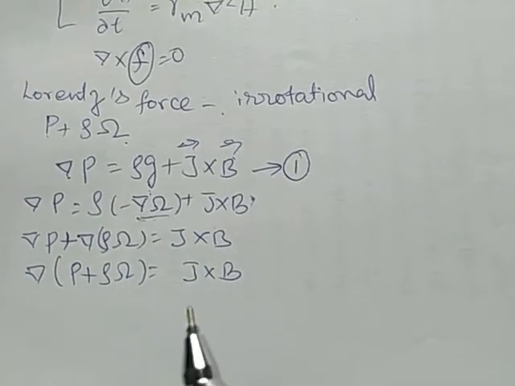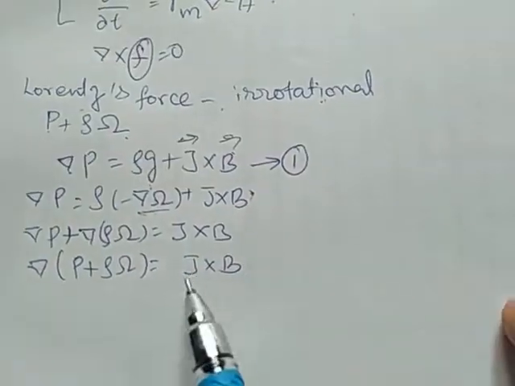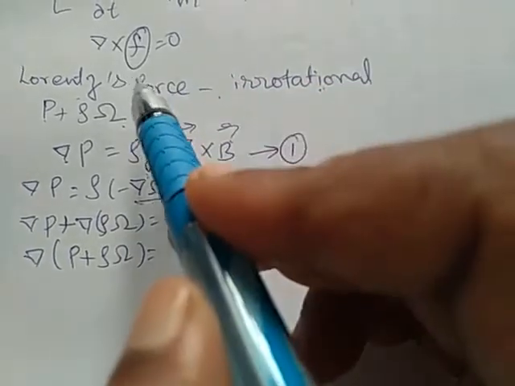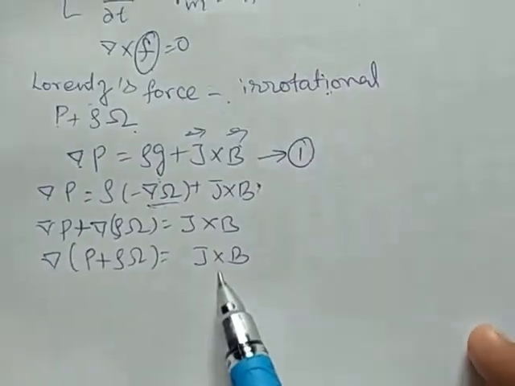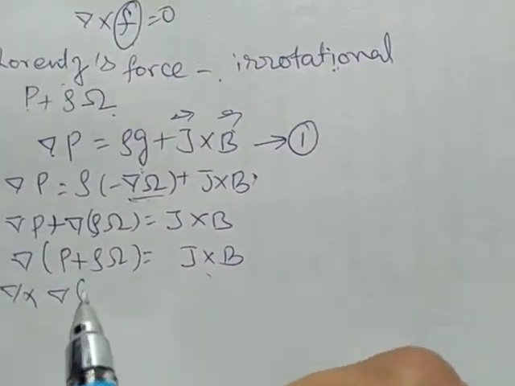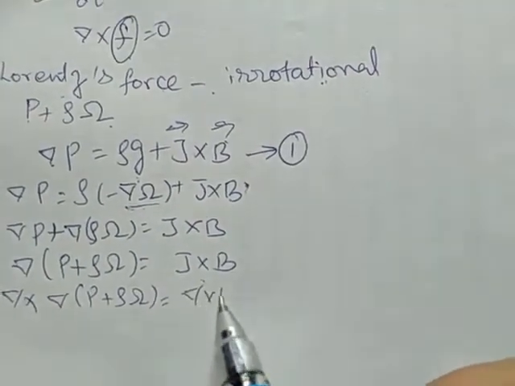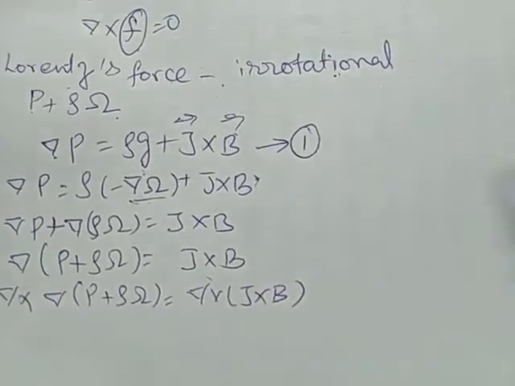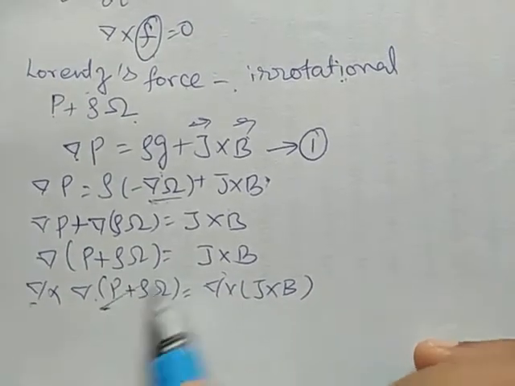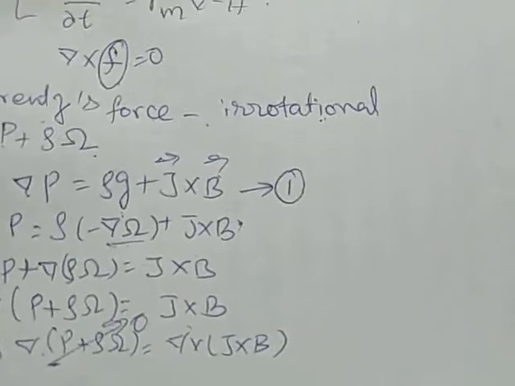Now, I am going to take curl on both sides. Why am I going to take curl on both sides? We have to prove the Lorentz force is irrotational. What is our Lorentz force? J cross B. To prove it is irrotational, the curl of the function should be 0. So the curl of del of P plus rho omega is equal to del cross J cross B. We know that the curl of a gradient is 0. Therefore the LHS is 0. Now we got del cross J cross B as 0.